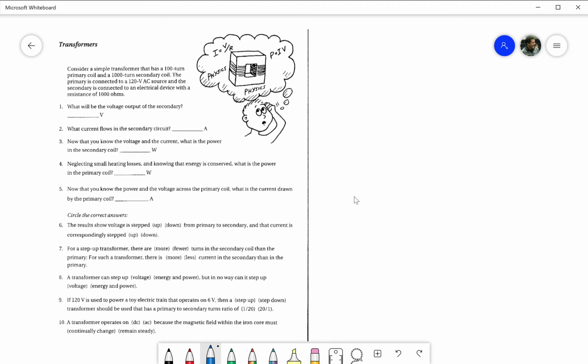All right, we are doing transformers today, and the math is pretty basic. Understand that with transformers, there's two things. One, we have to remember the coils. If we have a coil ratio, let's say primary coil over secondary, primary over secondary will always have the same ratio as the voltages. So coil 1 over coil 2 is equal to voltage 1 over voltage 2. All right, so that's the first thing to understand.